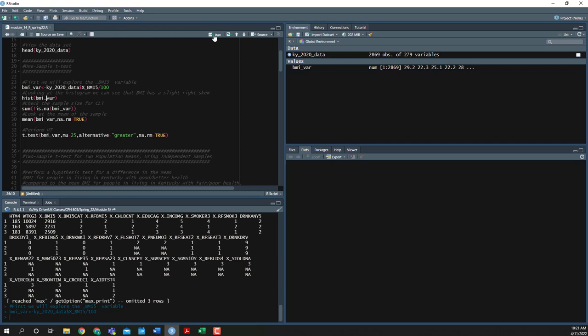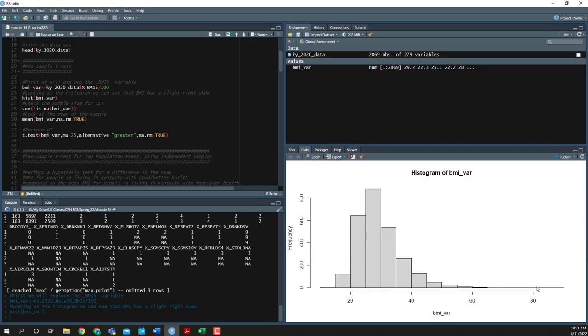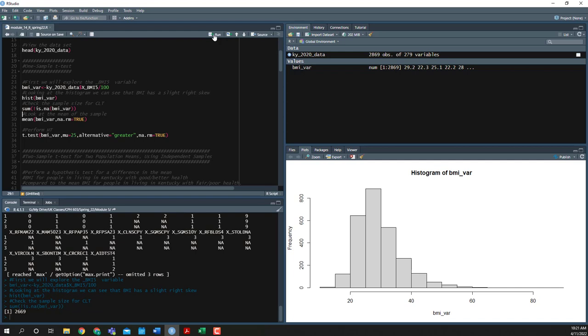Next, we always want to look at a histogram. Notice here we have a very, very slight right skew to the BMI variable, but it is fairly normal. We're going to see if there are any missing values, and what we're going to do is check the total sample size here. Remember that is.na counts the number of missing values. Putting the exclamation in front of it counts how many are not missing. And so this tells us that there are 2,669 observations that are going to go into the calculation. That is more than large enough for the central limit theorem, where we only need a sample size of 30, so we're going to meet our assumptions.